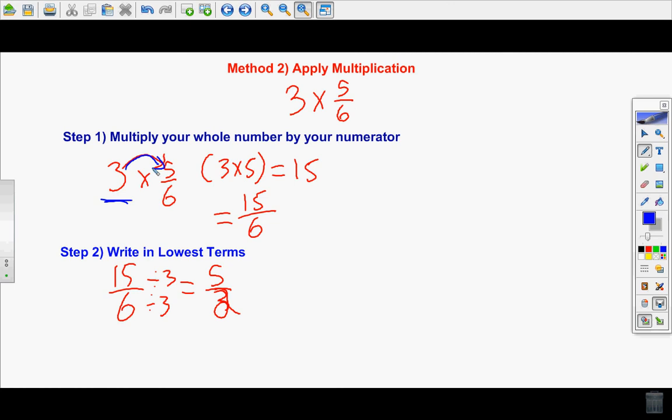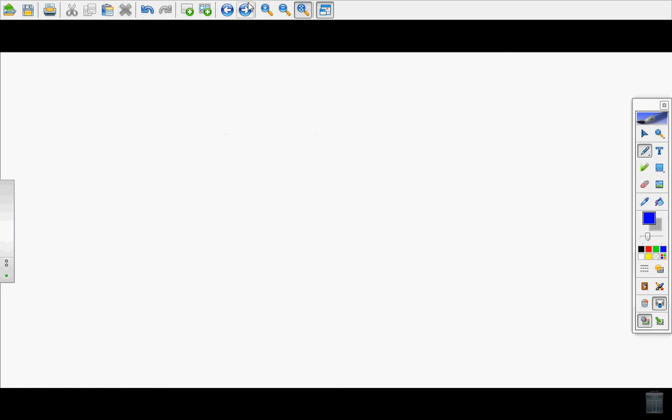So I'll give you guys a question to try here. Give this one a shot. 3 multiplied by 1/8. So again, you can pause it here and play it when you finish the example. And we'll begin shortly.